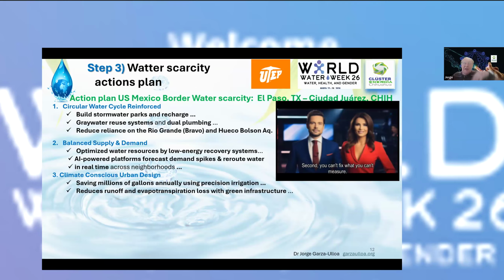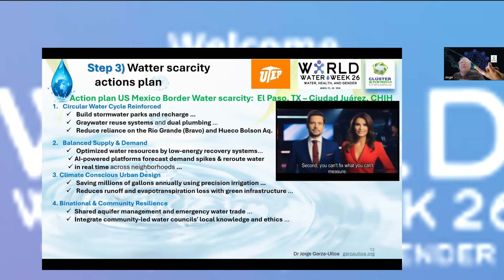Right now, it rains, and in about 5-10 minutes, it's going to be very wet because everything is evaporating, and the tree is doing the same. It's transpiring a lot, and the water is going up instead of staying. We need to reduce the runoff and the evaporation. For that, we need to grow infrastructure, a green infrastructure. Then we need to develop binational and community resilience.